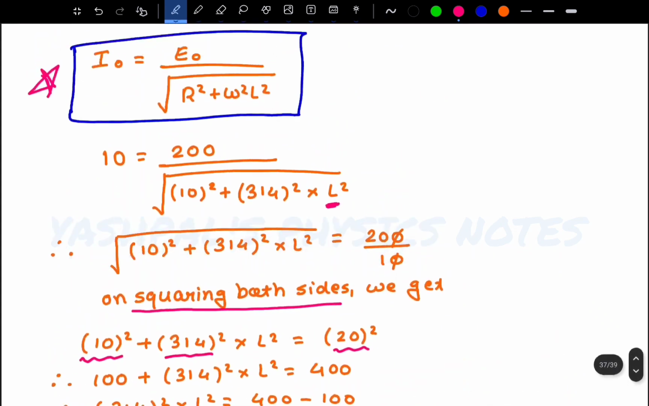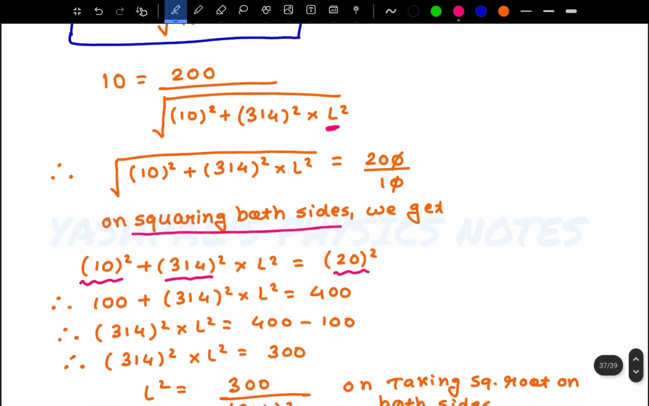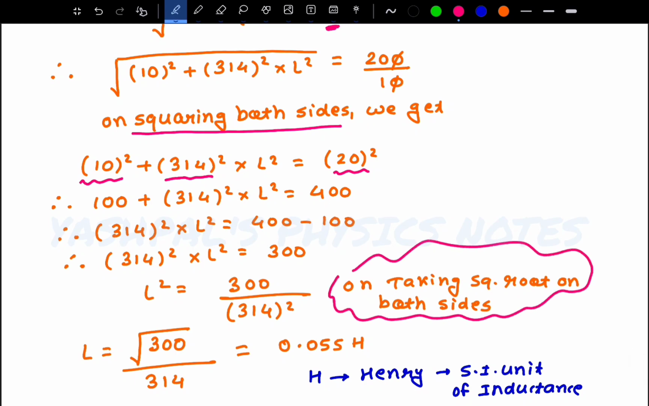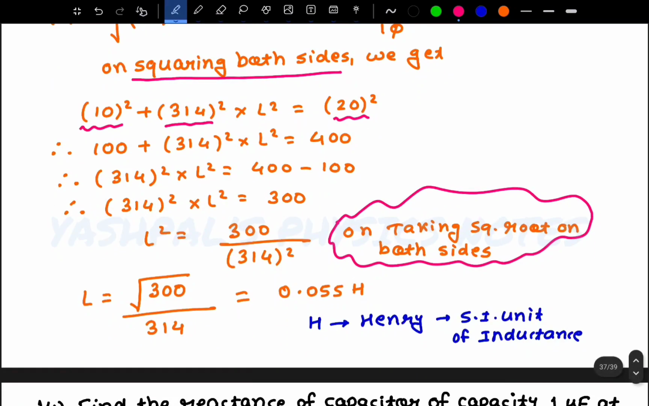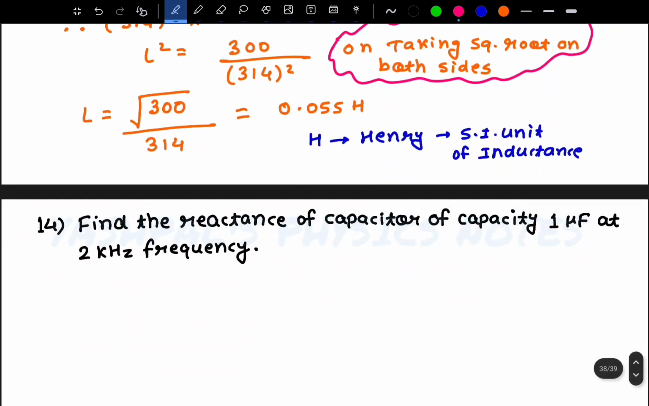But what we need to find? We just need to find the inductance. Inductance simply means L, capital L. So here I have written on taking square root on both sides. On taking square root on both sides, this whole term becomes L is equal to under root 300, and here the square term is already present, so it gets cancelled out, so only 314. Now you can easily simplify it: 0.55 Henry, and Henry is the SI unit of inductance. So in this way we have found the value of inductance.